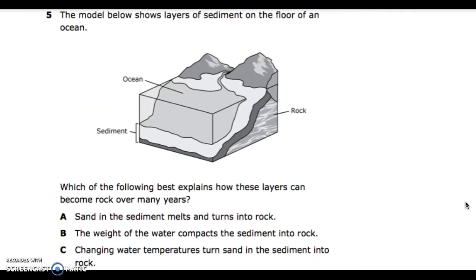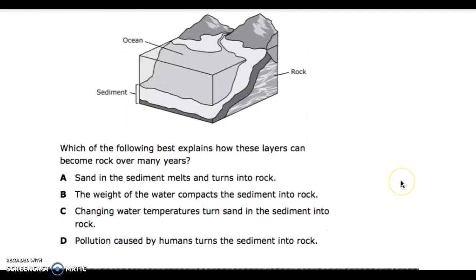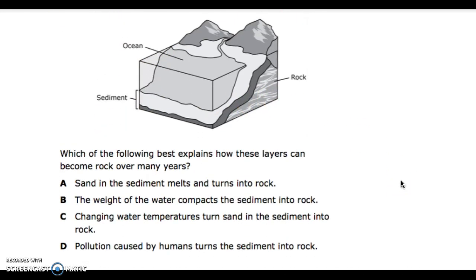Number 5. The model below shows layers of sediment on the floor of an ocean. Ocean, sediment, rock. Which of the following best explains how these layers can become rock over many years? A. Sand in the sediment melts and turns into rock. B. The weight of the water compacts the sediment into rock. C. Changing water temperature turns sand in the sediment into rock. D. Pollution caused by humans turns the sediment into rock.